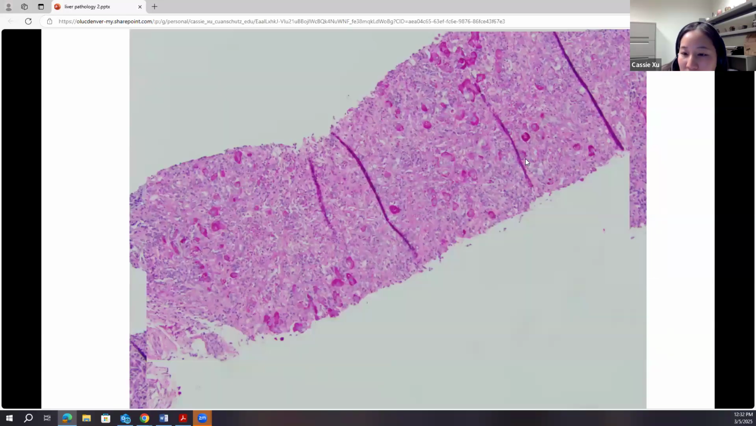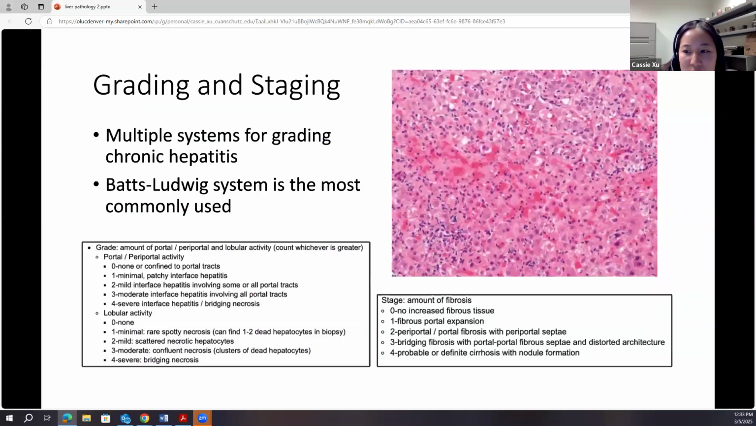One caveat to note is that when you have bridging necrosis like this, when we're trying to stage this patient, it can be challenging because of the degree of dropout and the degree of inflammation. So sometimes that can alter the appearance of the trichrome stain, and it makes it hard to give an accurate assessment of fibrosis and staging.